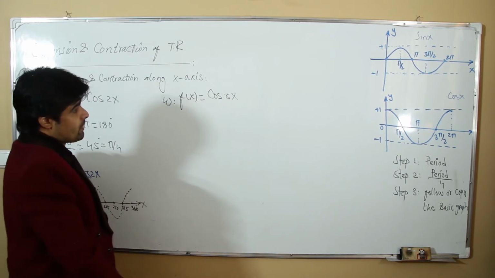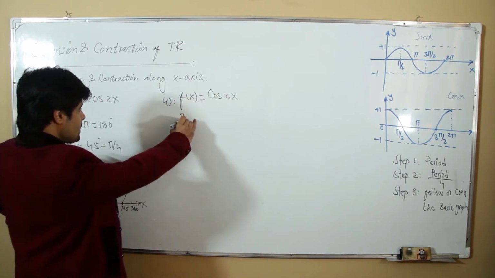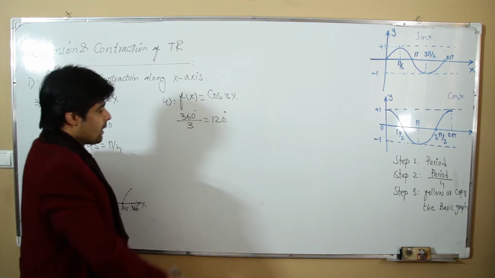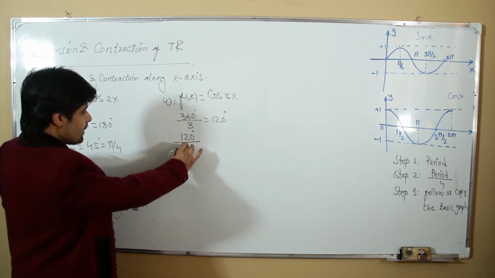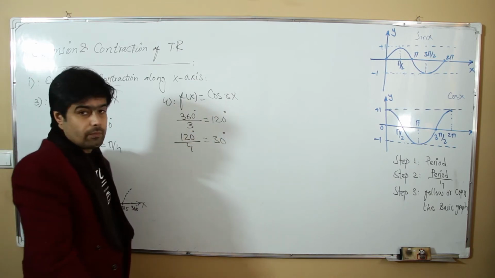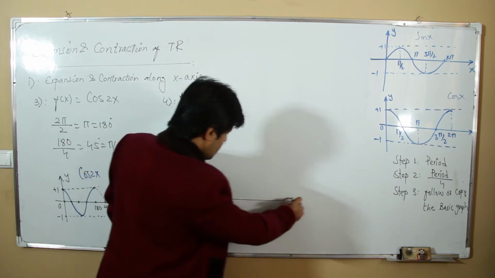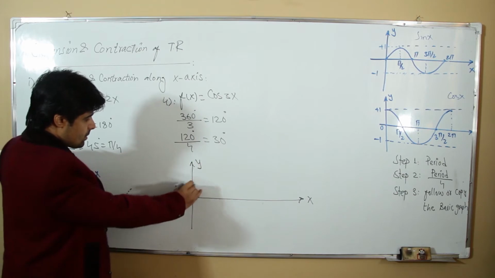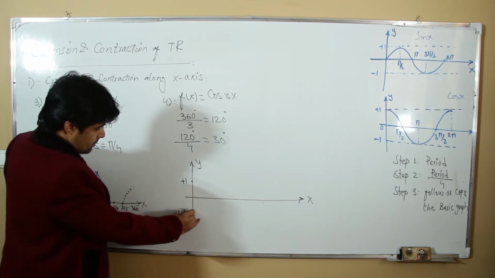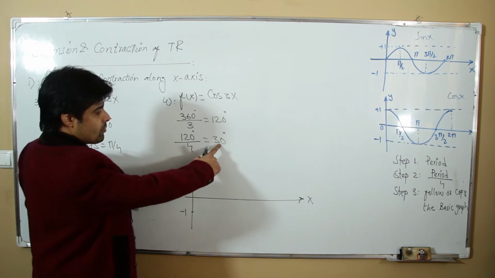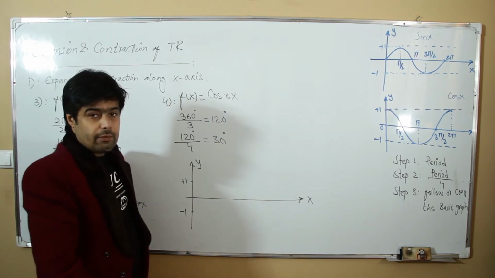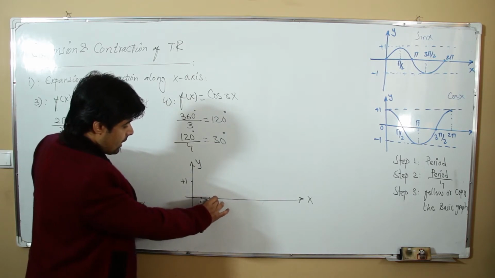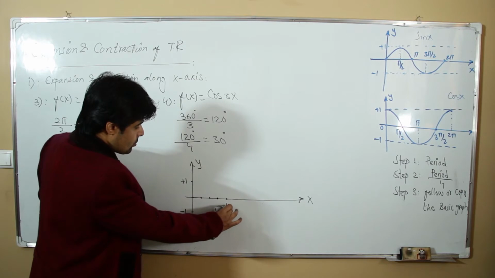Now if you define another example, example number 4, fx cosine 3x. How can you do this one? Period 360 divided by 3, it is 120. Now this 120 should be divided by 4, we have 30. Now this is your x-axis, this is your y-axis, it is positive 1, this one is negative 1. You have to find every 30 degree. This is 0, 30, we have 60, 90 and 120.